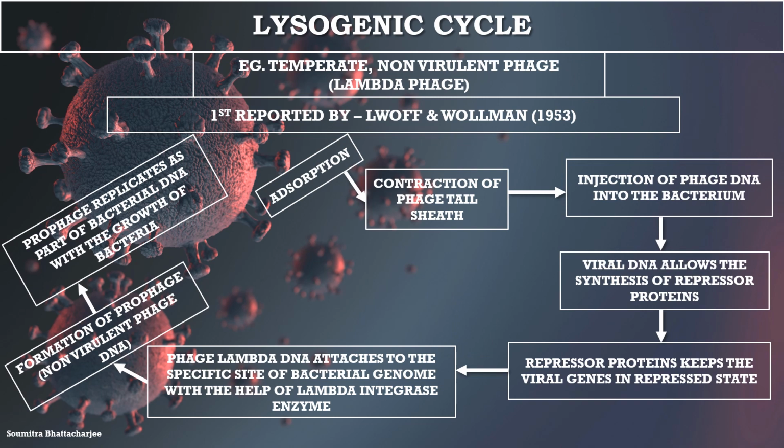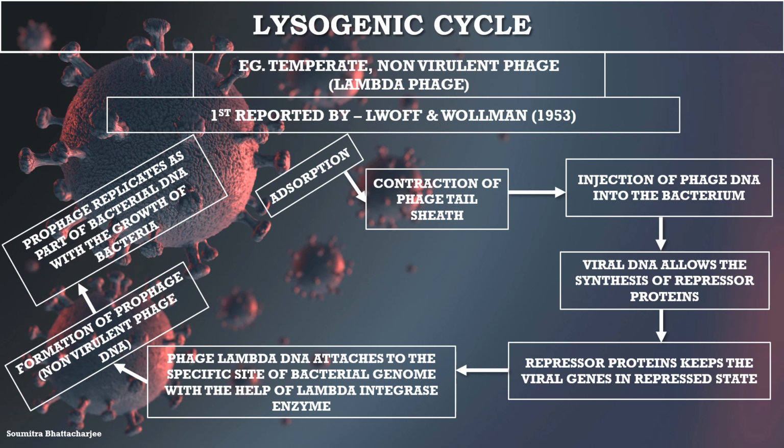The next cycle of viral reproduction is referred to as the lysogenic cycle, which is mainly evident in non-virulent phages like the temperate phages, for example, the lambda series of phages. It was first reported by Lwoff and Woolman, and it involves the first step as adsorption of the phage on the host cell surface by the contraction of the lambda phage tail sheath, after which the lambda phage injects its DNA into the host cell.